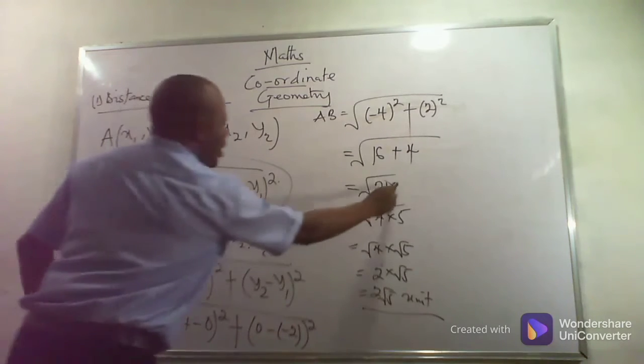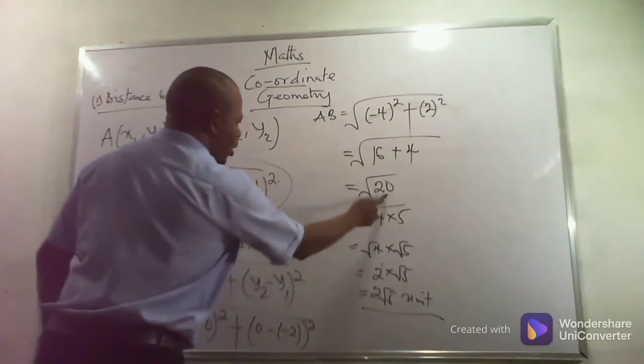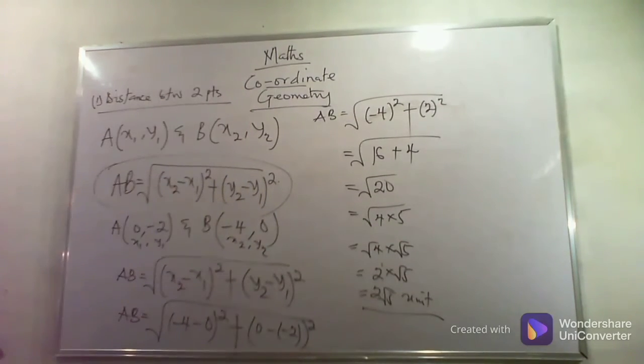What I've just done here is from the knowledge of the topic called surds. 20 is 4 times 5, so you can now simplify. That's example number 3. I'm giving you time to write the solution down.